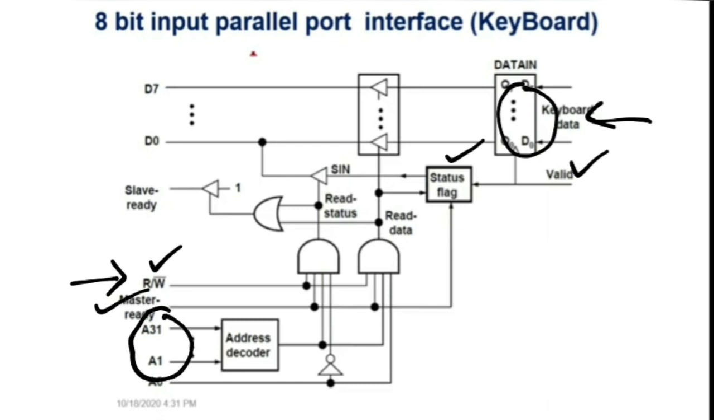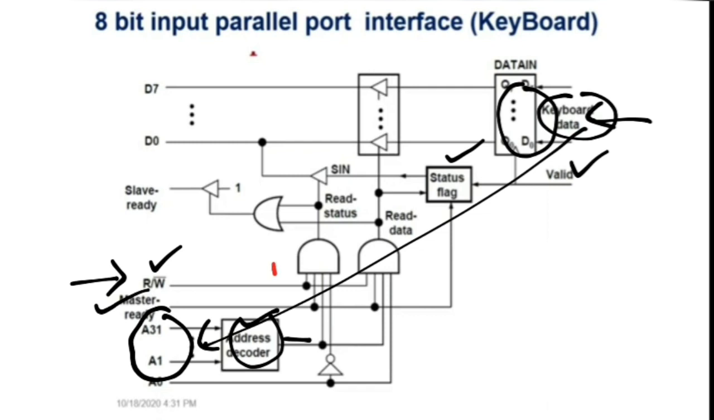So this is the address decoder. What does this address decoder do? It will select which device has to perform the function now, meaning the keyboard is performing the function, right? So the address of the keyboard will be decoded by this, and this will also become high here. So observe here, where are the signals high? Read write is high, master ready is high, and the address decoder is high.